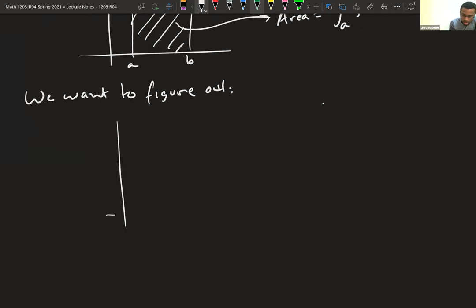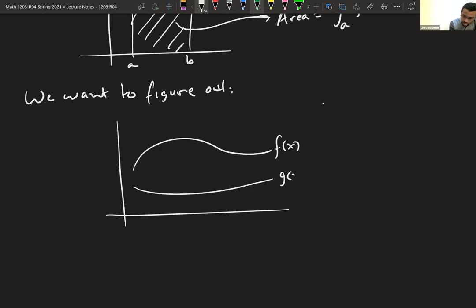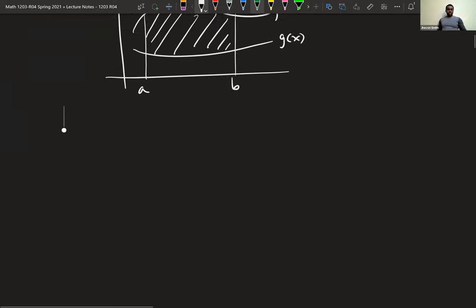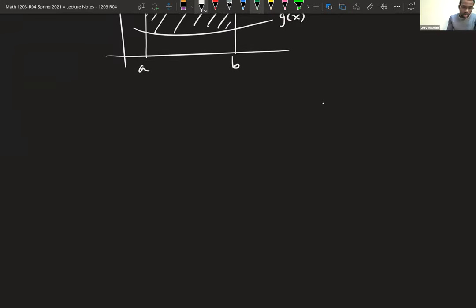So now we want to figure out, what if I had two curves? Here's an F. Here's a G. Now between A and B, I want to find the area between these two curves. Right? How do I find that? Well, the idea is we can just find the area under each curve individually and then subtract one from the other.